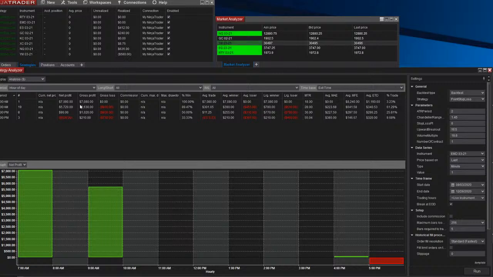7 a.m. made $7,000. 9 a.m. made $5,600. 4 p.m. didn't make much, and in the evening made negative. I love this. Do you guys kind of see what I'm doing here? Sure.